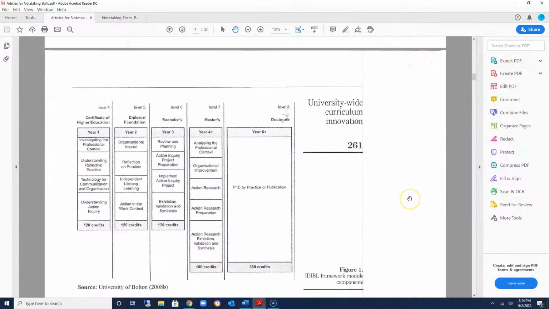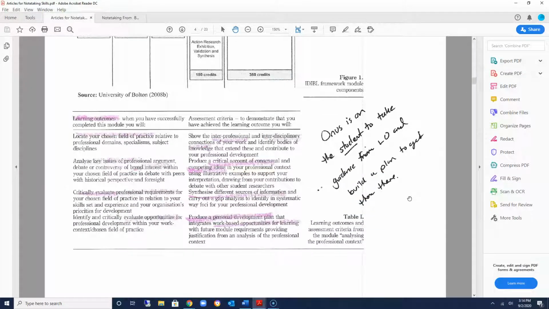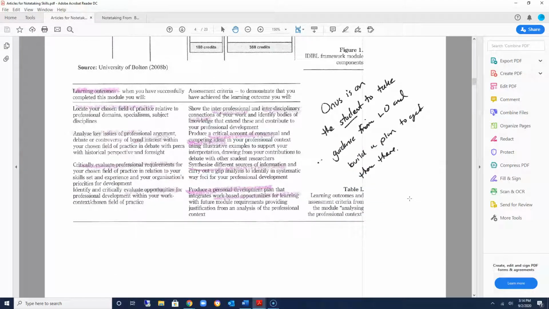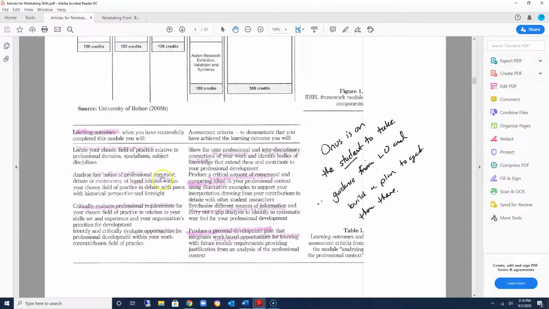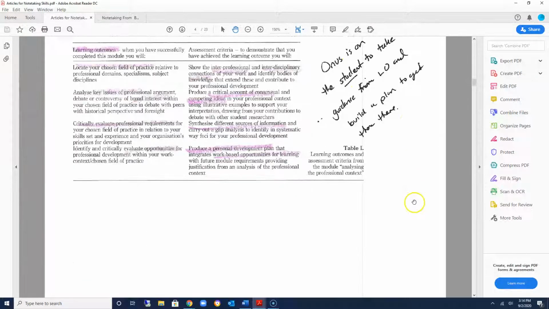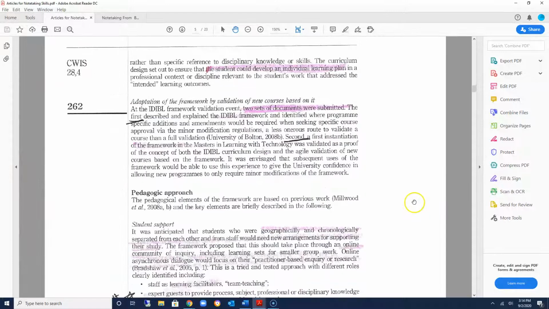So to move on, there are some charts here. Sometimes I have notes on charts and sometimes I don't. That's up to you. Generally, charts are a really great way to look for a summary of an article. So my summary for this entire section here was to say that the onus, which means responsibility, is on the students to take the guidance from the learning objectives and then build a plan to get them there. So this is talking about a course setup where the student actually determines their own learning path. So that's what the summary was there.